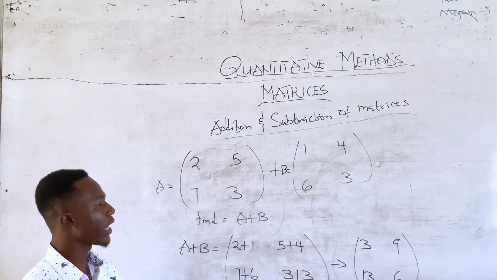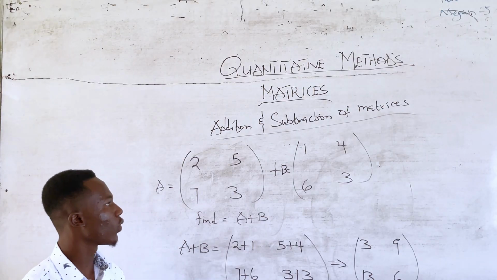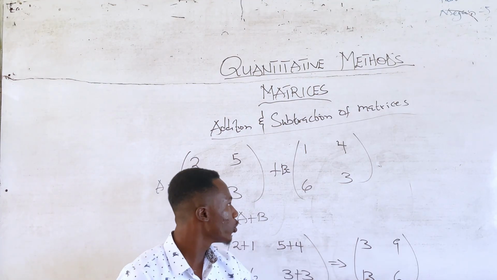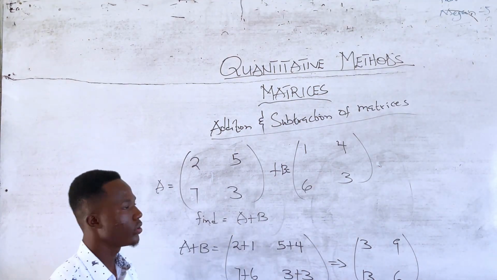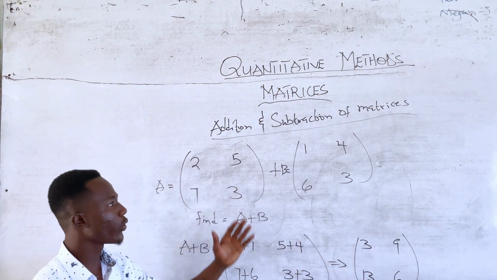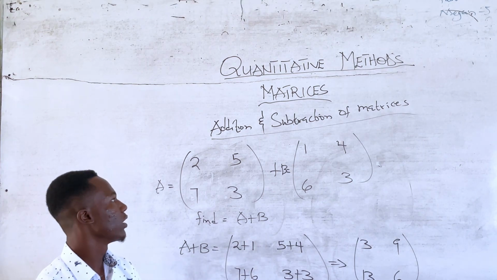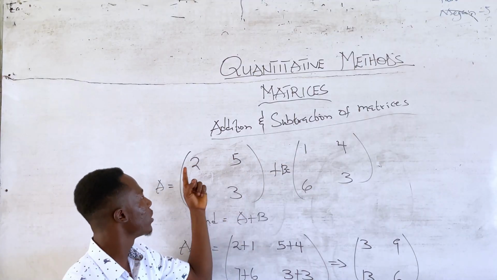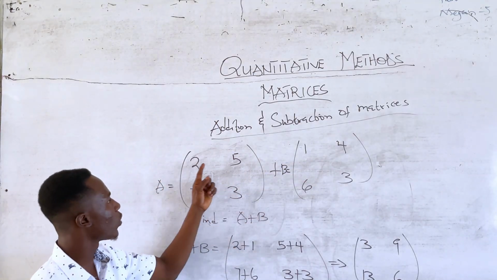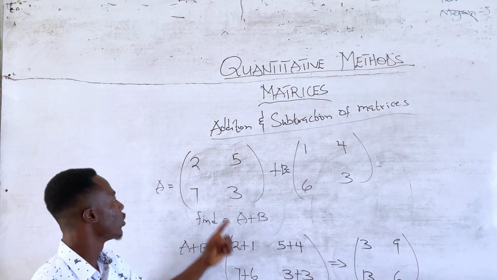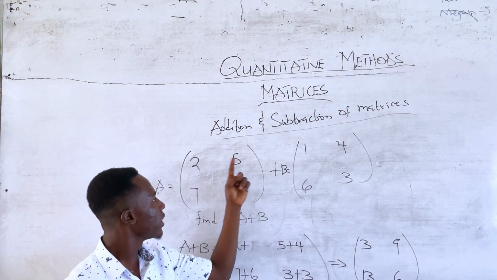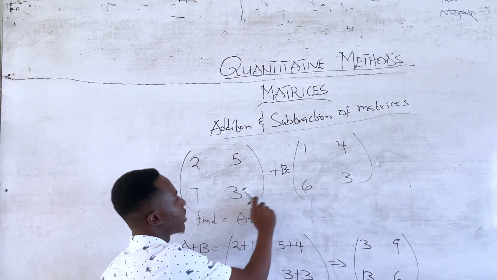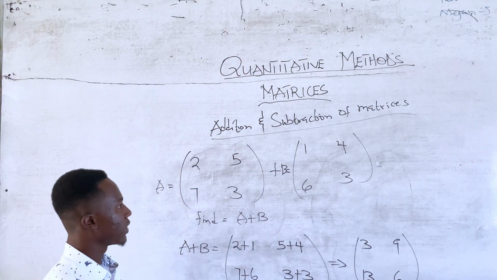And so anytime they ask you to calculate for any matrix, you just match them. You add them by matching each corresponding entry or element. So you cannot add this 2 to this 4. It's always the corresponding entries. So this 2 matches to this, this also matches to this, this matches to this, and this matches to this. Okay, so that is it.